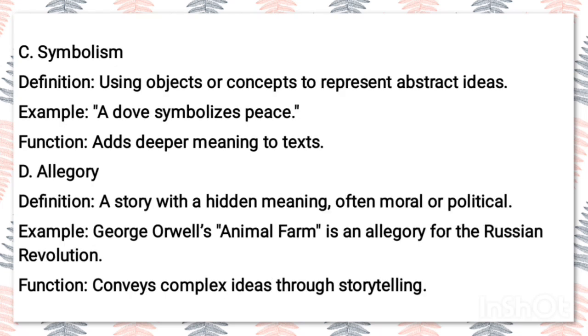Symbolism defines using an object or concept to represent an abstract idea. For example, a dove symbolizes peace. Symbolism gives deeper meaning to the text, often representing complex ideas or emotions. Next one is allegory. It defines a narrative with a hidden meaning, often moral or political. Example, George Orwell's Animal Farm is an allegory for the Russian Revolution. So, allegory conveys complex ideas and thoughts through storytelling.